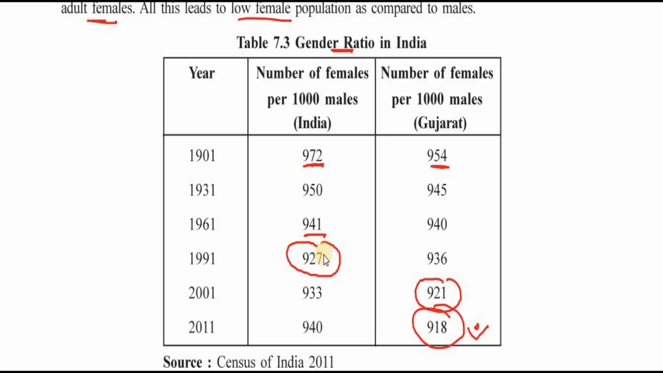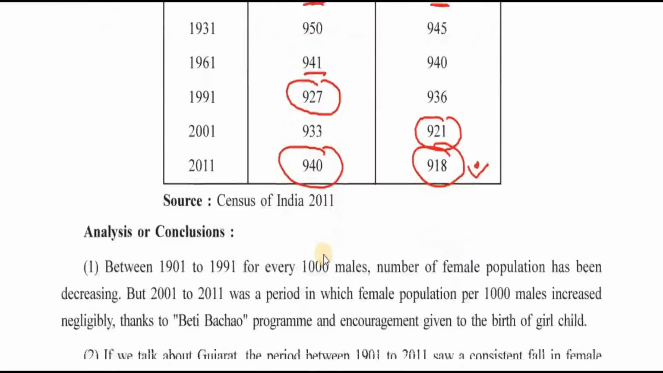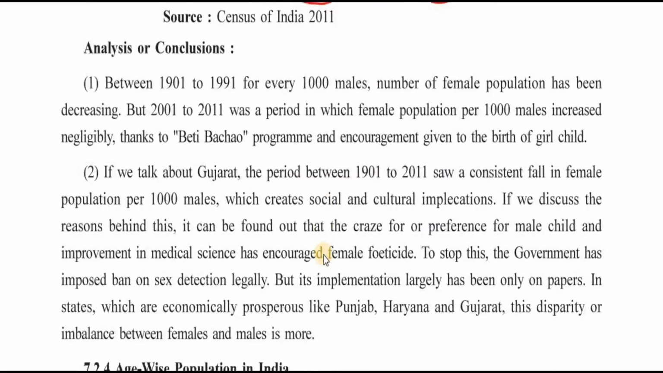All over India, the trend is slowly increasing. See, after 1991 till 2011, now we have 940 females per thousand males. So it is slowly increasing, and hopefully that keeps on increasing. At least if it reaches somewhere around our 1901 levels, it will still be considered a good increase. So Gujarat is far behind.